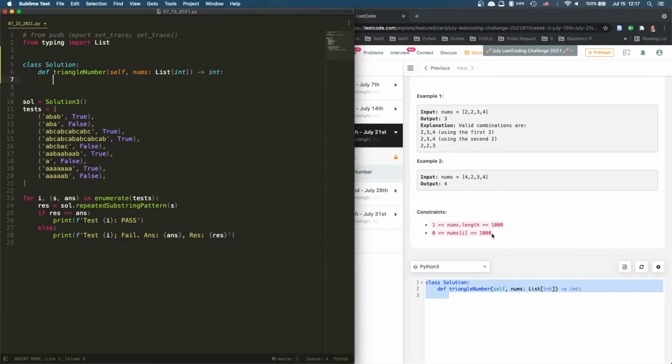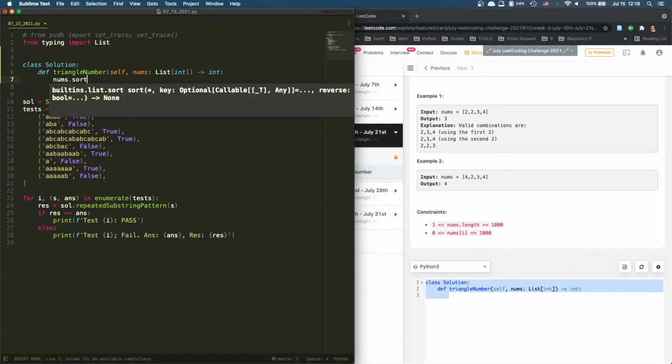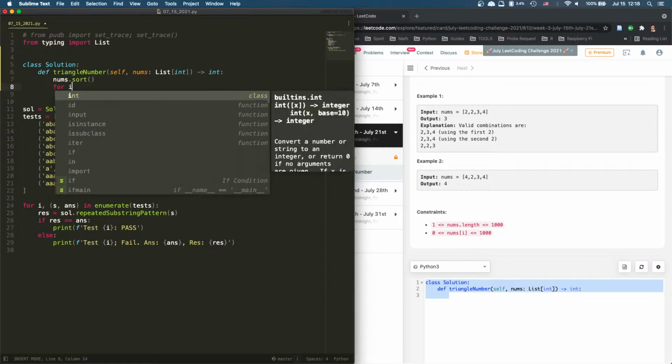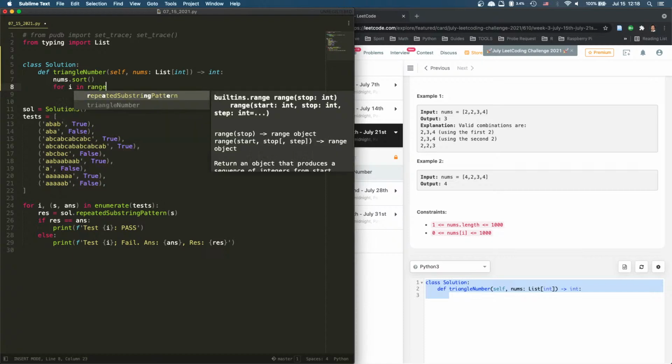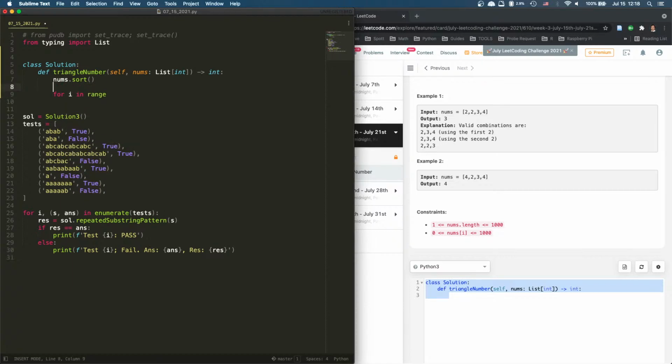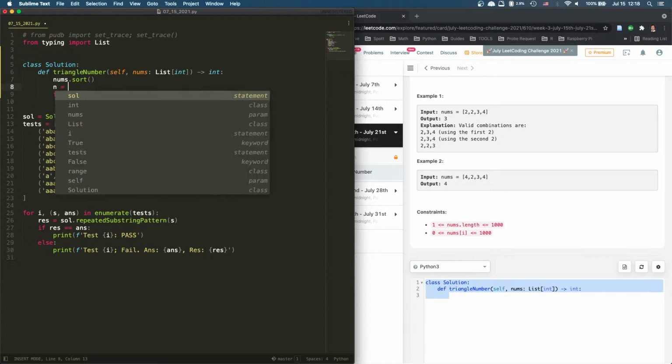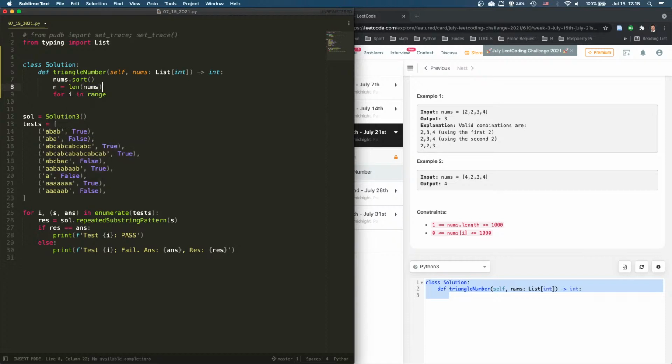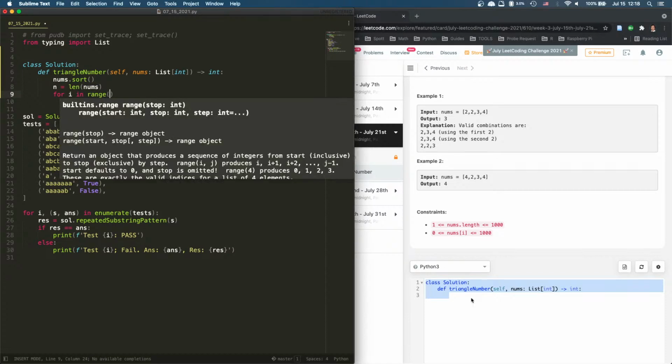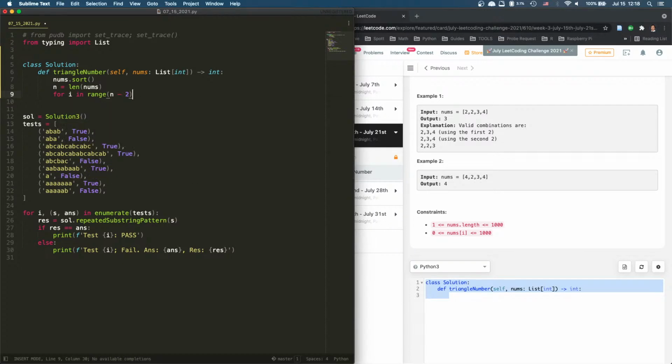Let's just use this one first. So first one we're gonna say nums.sort, right? Let's sort it. Then for i in range, i in range what? I have to say n equals len nums. So i in range, we're gonna go from the first one up to actually this one, because we're gonna get a second one. So this is gonna be n minus 2.